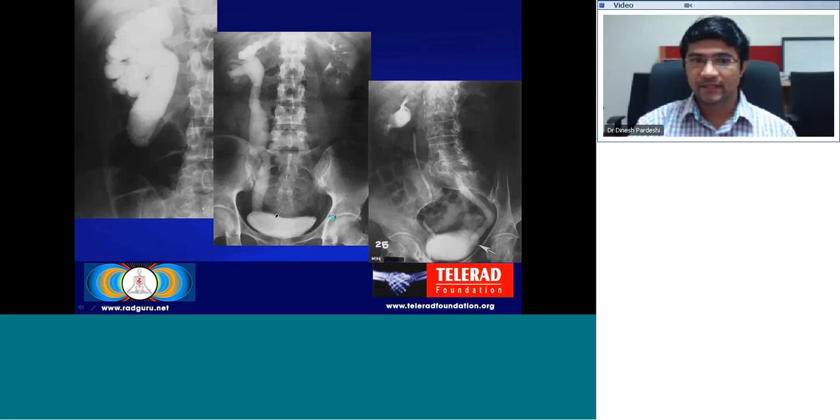Okay. Then after evaluating the course of the ureter, let us see the caliber of the ureter. Very obviously, we can see the abnormal dilatation of the ureter, and as you can see, the ureter is coursing medially. It is coursing more medially, probably reaching up to the pedicle. So this is the typical retrocaval ureter.